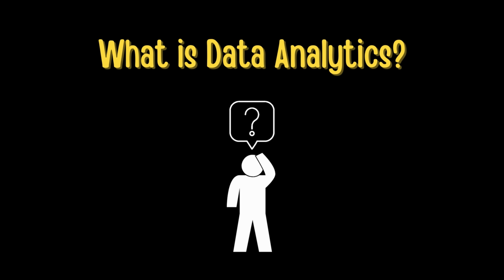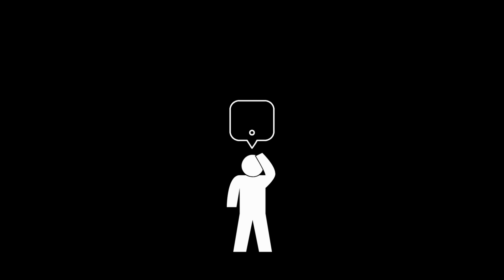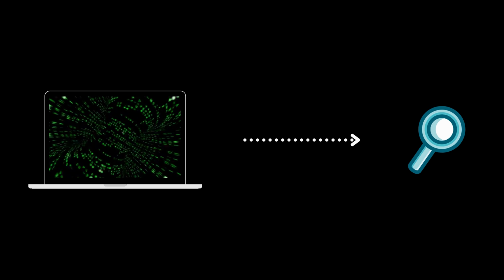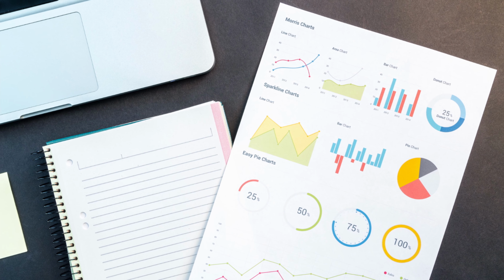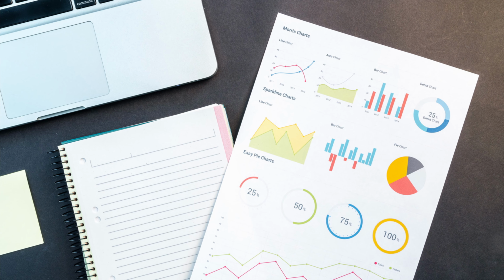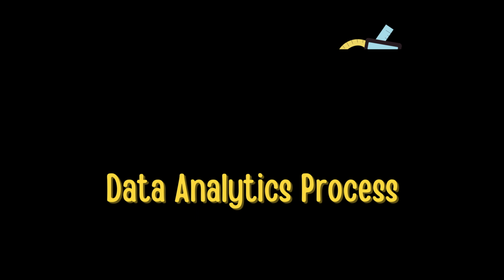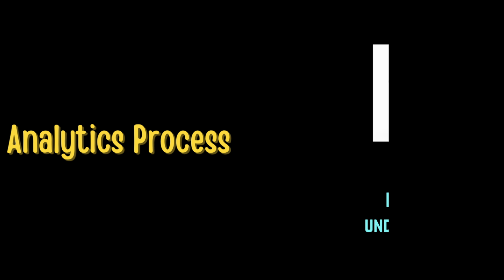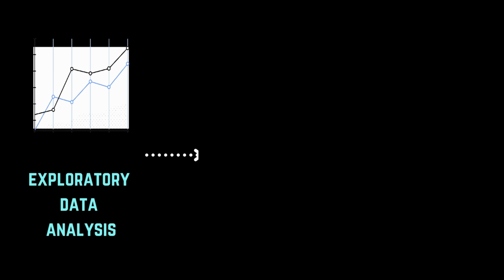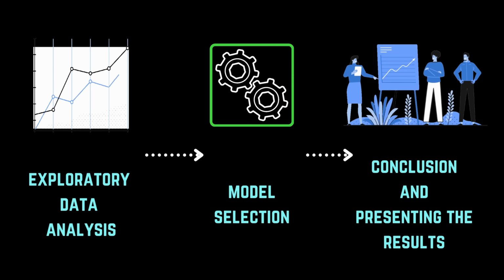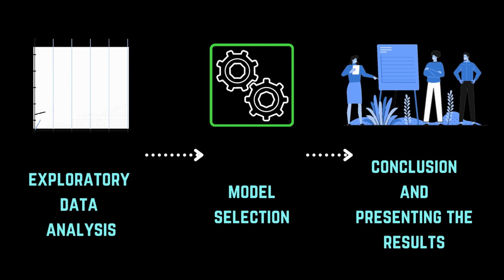What is data analytics? Data analytics is the process of analyzing huge amounts of data to uncover hidden patterns, correlations, and other insights that are vital for making important business decisions. Data analytics combines different processes to extract information from the data. The different steps involved in the data analytics process are as follows: business understanding, data acquisition, data wrangling, EDA, model selection, conclusion, and presenting the results. Now let us look at each of these steps in some more detail.